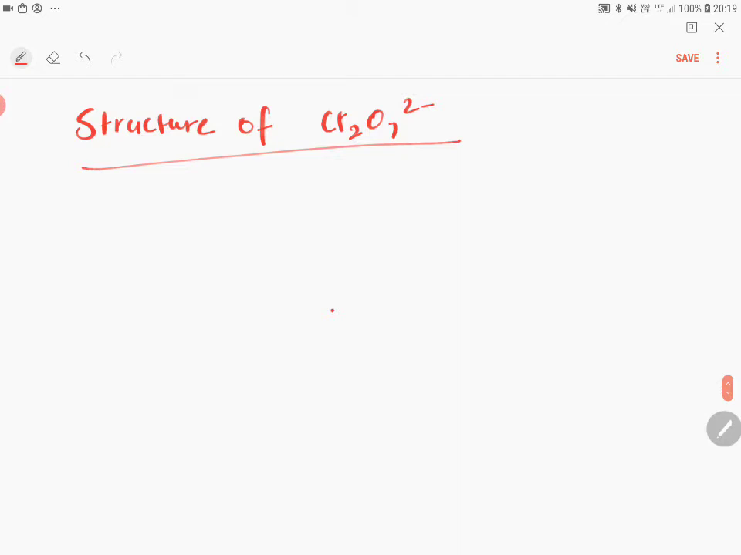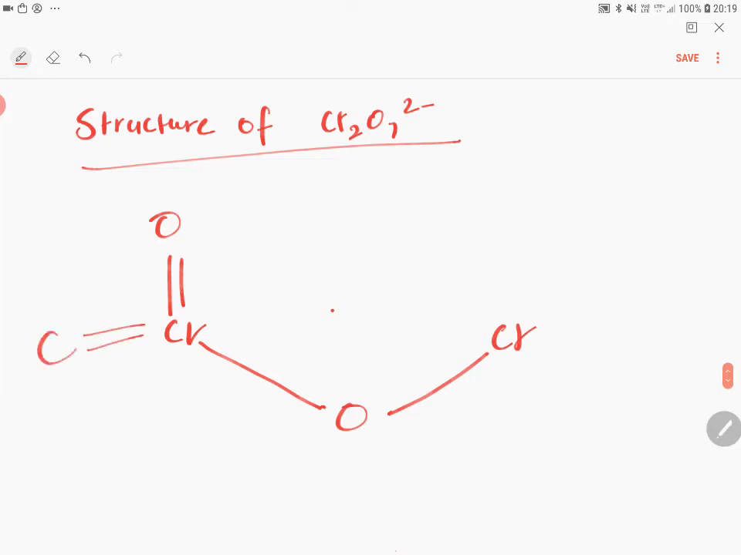So dichromate structure, if you see children, it's a beautiful structure. What does it involve? It involves a bridged oxygen compound. The first oxygen will have a double bond here. The second oxygen will also have a double bond. The third oxygen will have a negative charge. So three lone pairs on oxygen here, and here you will have two lone pairs each.